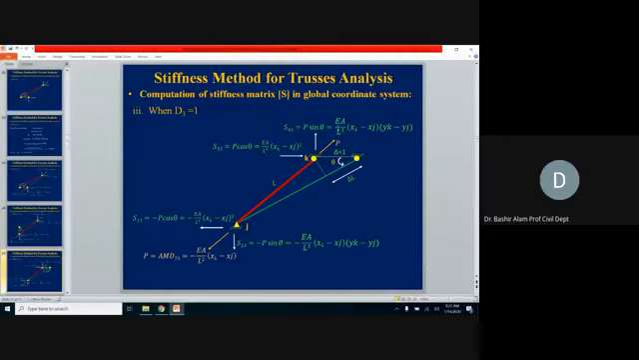At the near end, both values are positive. At the far end, you see both are negative now, the same concept. Again, now checking that EA over L cube is there for the stiffness coefficient. And xk minus xj, why is x only involved? Because the displacement given was in the horizontal direction and the action produced is also in the horizontal direction.